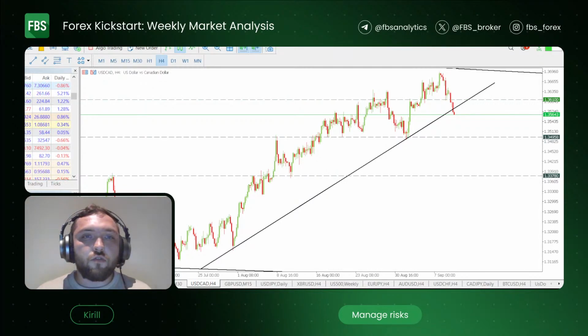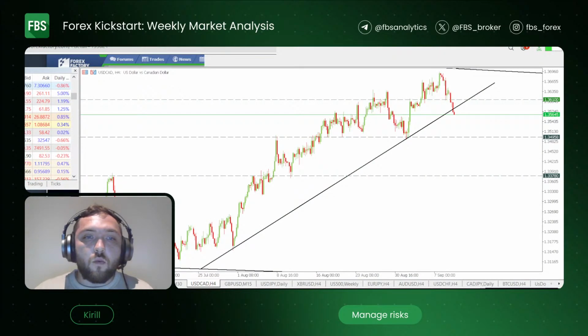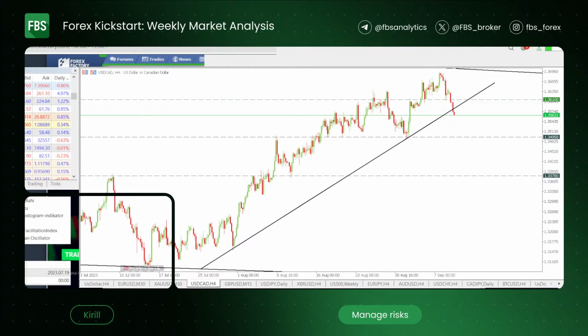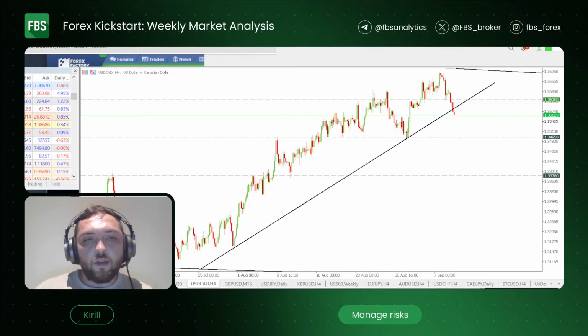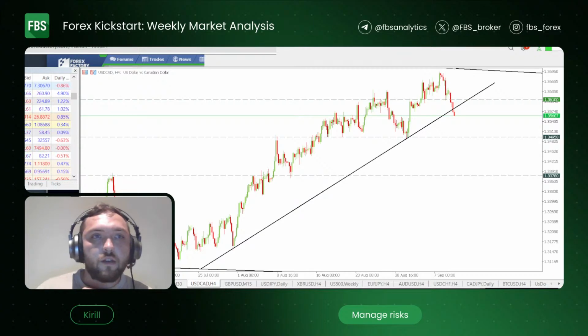And for the schedule, we have the most significant events. They start on Wednesday, September 13th. In the United States, the US CPI will be announced.